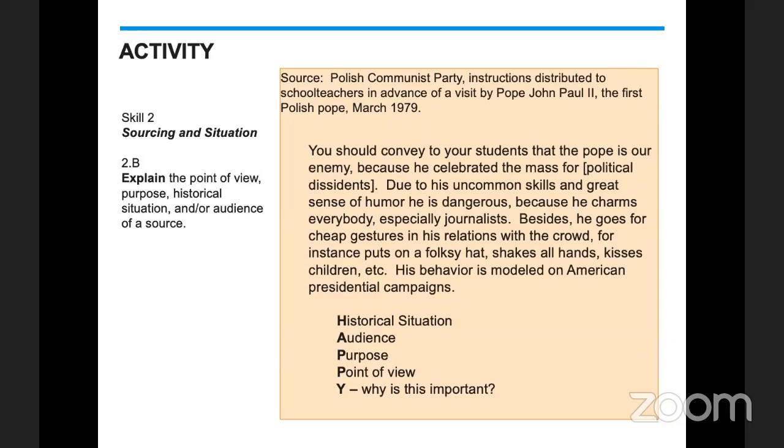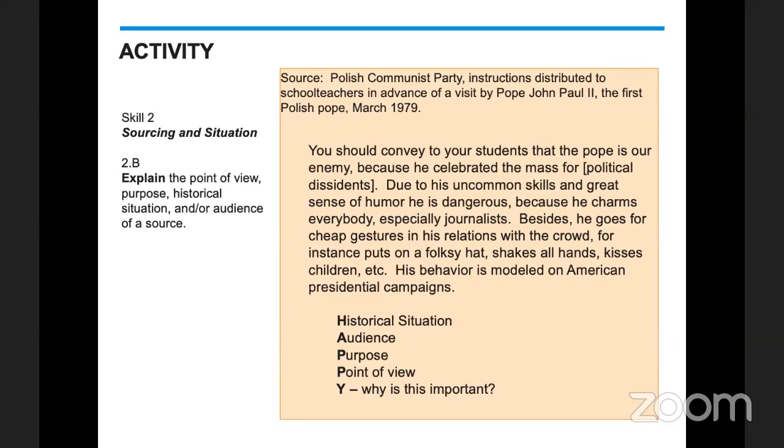This source comes from the Polish Communist Party. These were instructions distributed to school teachers in advance of a visit by Pope John Paul II. Pope John Paul II was the first Polish Pope, and this source is from March of 1979. So you can imagine these are instructions that school teachers were reading to their children.